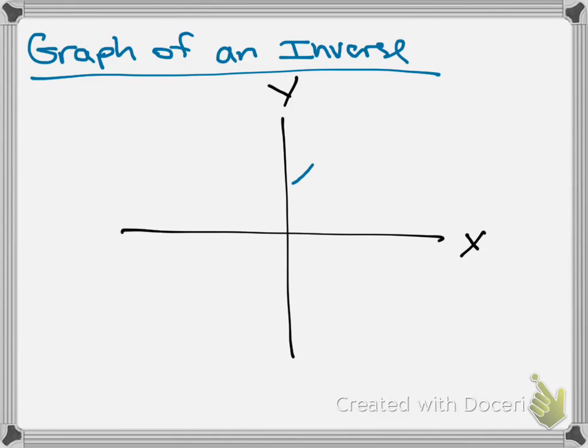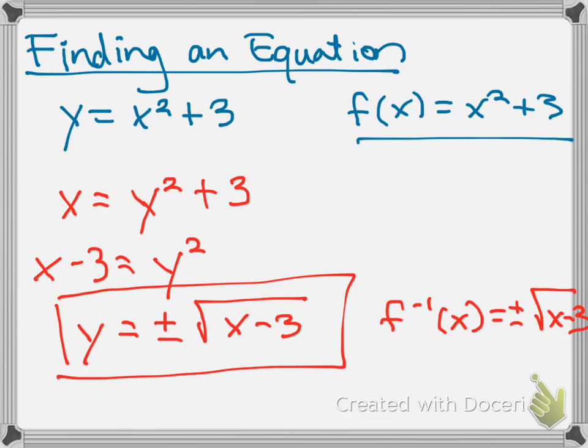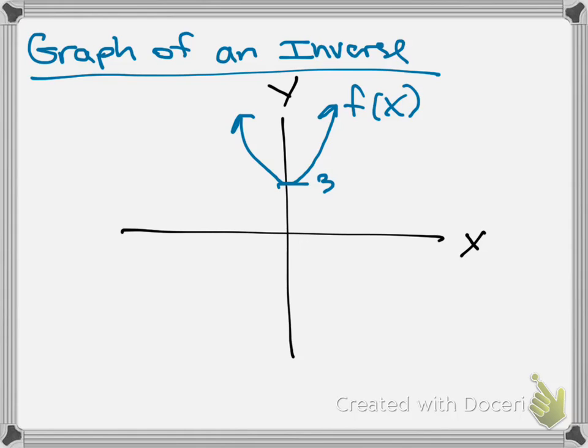Let's see if I can sketch this decently. There we go. So we have taken our parent function, our parabola, and we have just shifted it up the y-axis 3 units. So there is our function f of x. Now on the same axis, I want to graph our inverse function, f inverse, and remember that's the positive and negative square root of x minus 3. So that means we've taken the parent function, the square root of x, and we have shifted it to the right 3 units. And so that's going to look a bit like this.